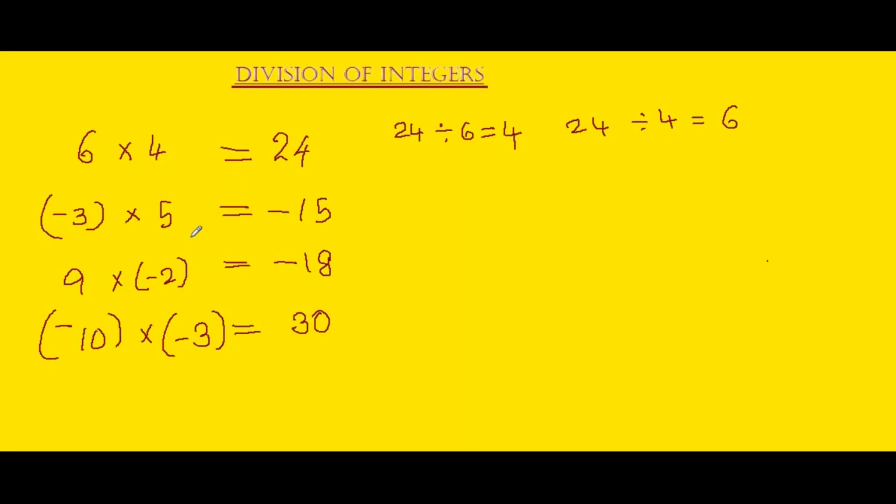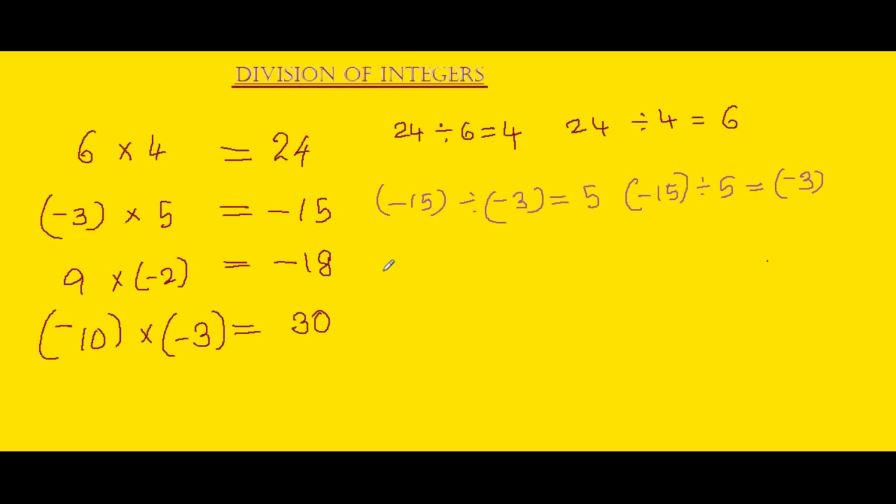Let's consider the next multiplication statement. It is negative 3 times 5. It is negative 15. So, the corresponding division facts are negative 15 divided by negative 3. What is the division fact? It is 5. Another one. Negative 15 divided by 5. It is, yeah, correct, negative 3.